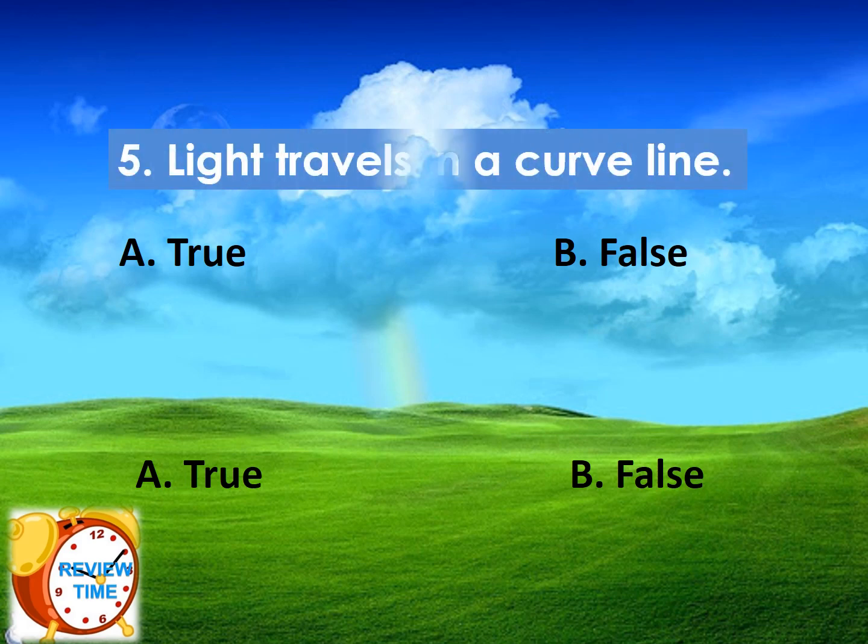Number 5. Light travels in a curved line. Is the sentence A, true, or B, false? What is your answer? If your answer is A, then you are not correct. Why? Light doesn't travel in a curved line. It only travels in a straight line.